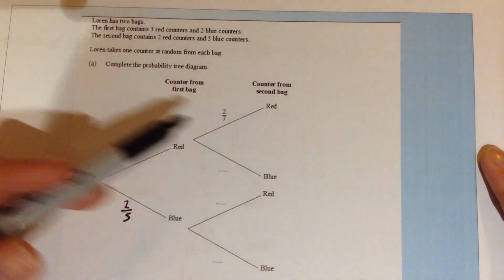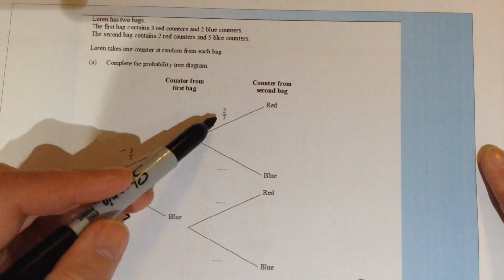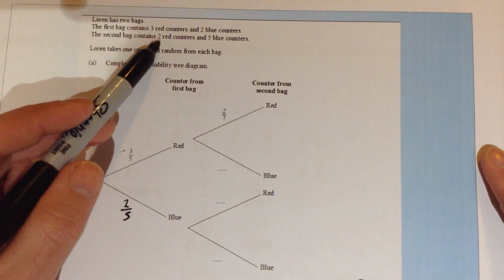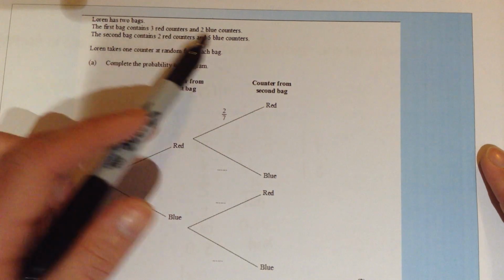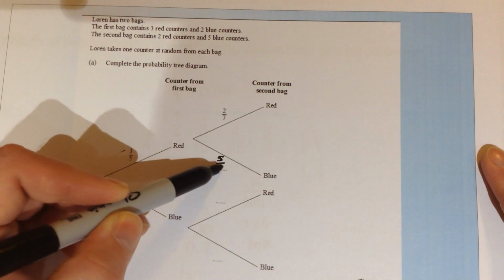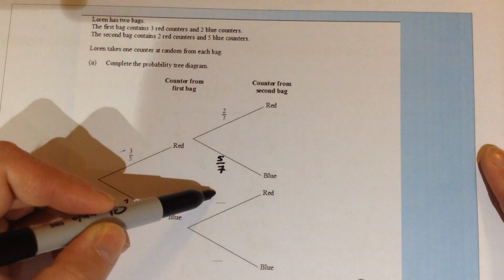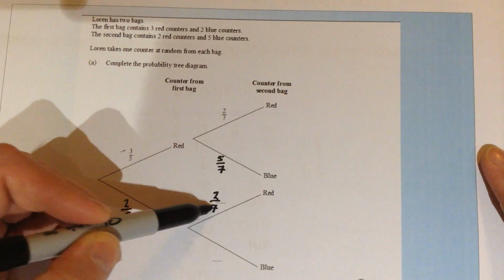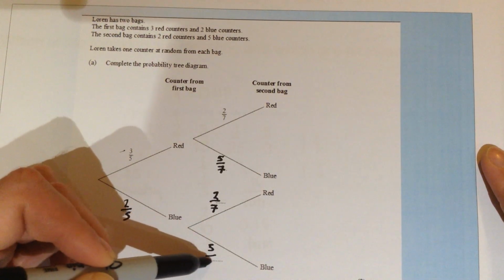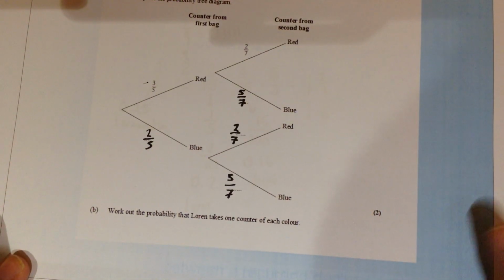In the second bag, because this does not depend on what happens in the first bag, we would have 2/7 for red, because there are 2 red counters out of 7 altogether, therefore 5 out of 7 for blue. Same on this line, as I said, it doesn't matter what happened on the first pick, so it's 2/7 and 5/7 again.